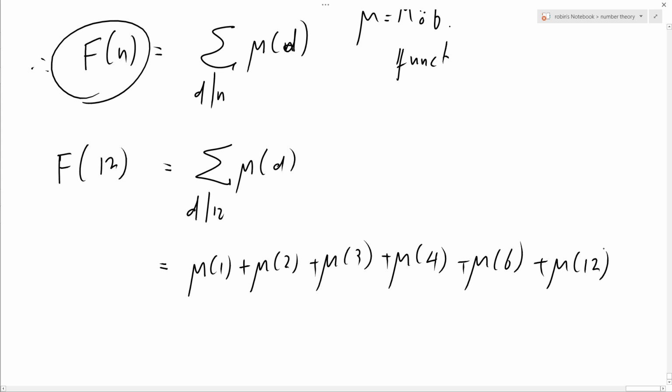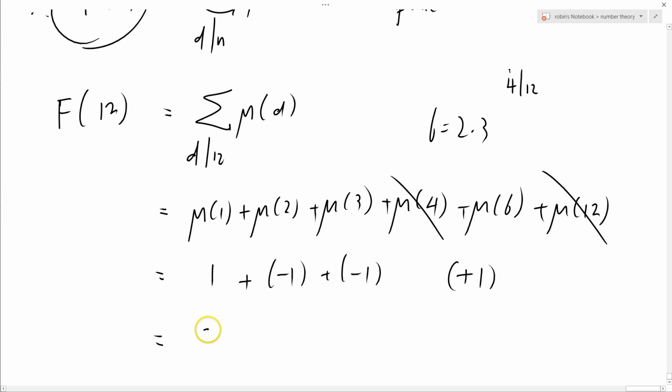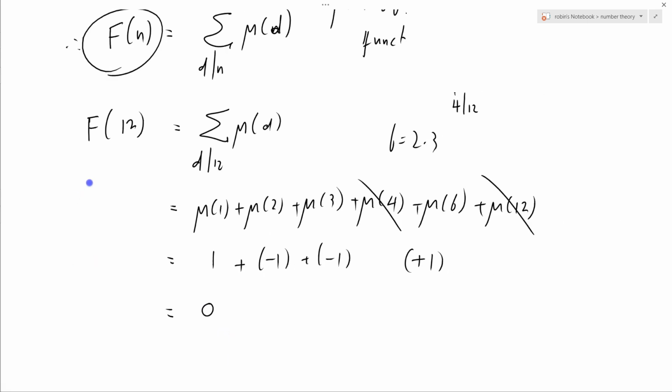Well, I can cross some of these out straight away, because 4 divides 12, doesn't it? And 4's a square, so we can bin that one. We can bin that, of course. What else have we got? Mu of 1 equals 1 by definition. Mu of 2 is minus 1 to the power 1, so that's minus 1. Plus minus 1 again. Mu of 6 equals 2 times 3, so it's minus 1 squared, so it's plus 1, and that's disappeared. So it's 1 minus 1 minus 1 plus 1 equals 0. F of 12, capital F of 12 equals 0.